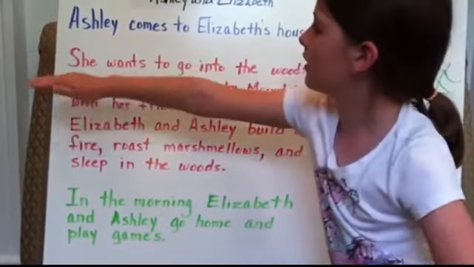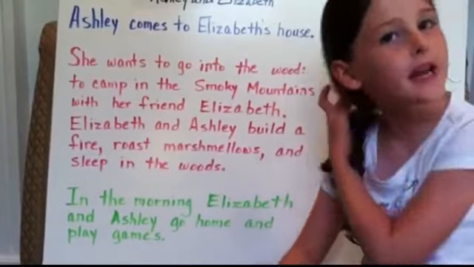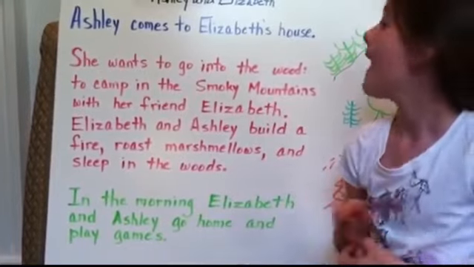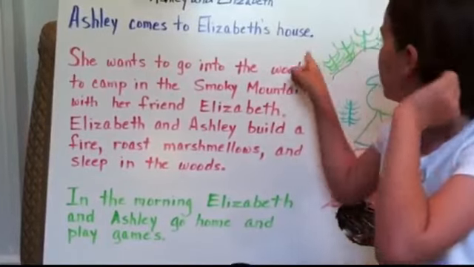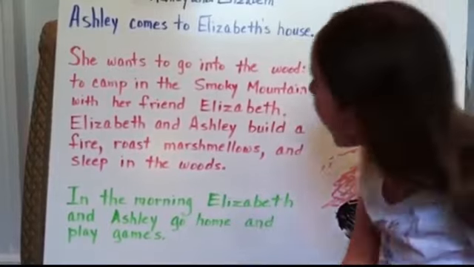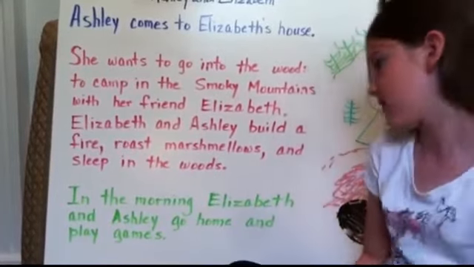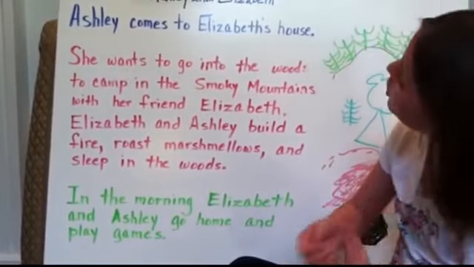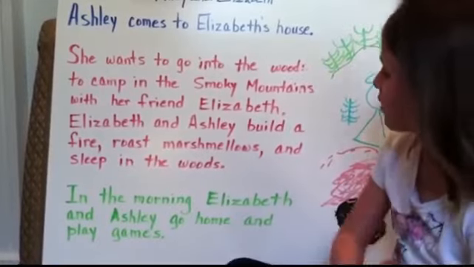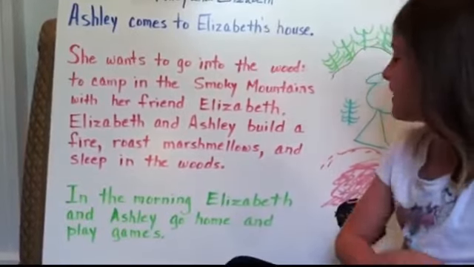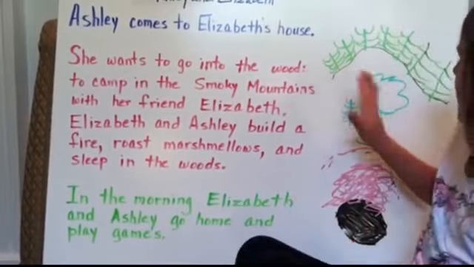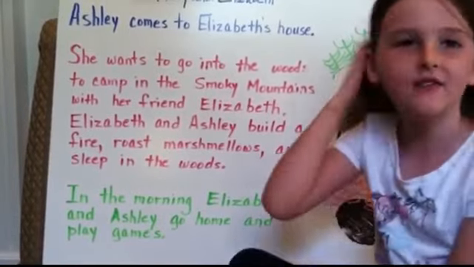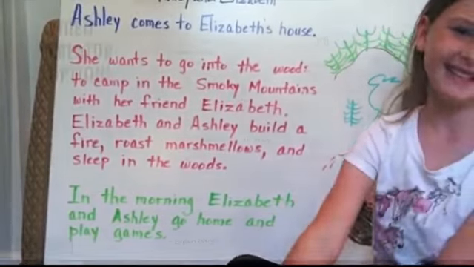And these are capitals, and they go in the beginning of all the sentences, and periods go at the end of every sentence, and the blue is the beginning, and the red is the middle, and the green is the end. And this is a mountain with trees, and this is a tree, and this is the fire that we built. Thank you for watching this, and goodbye.